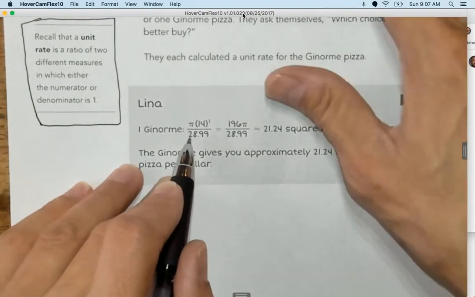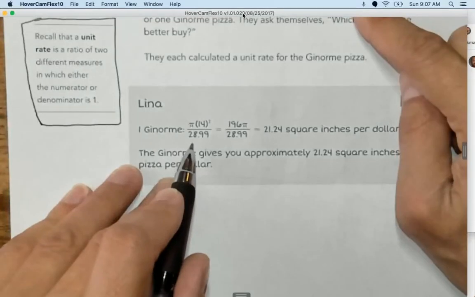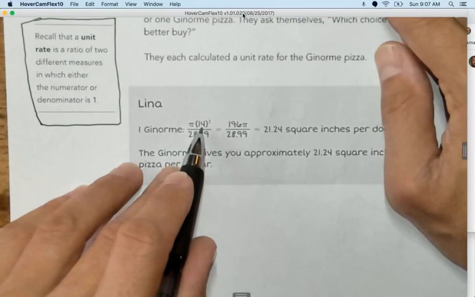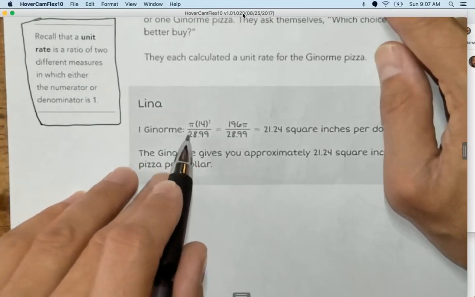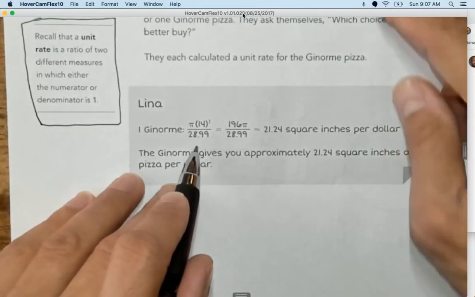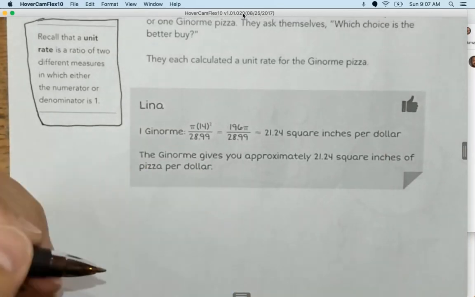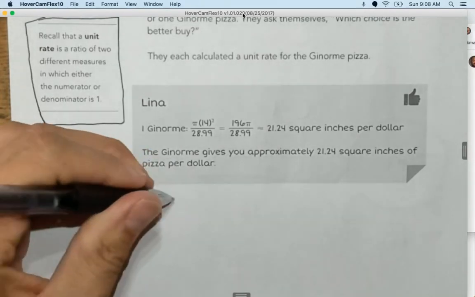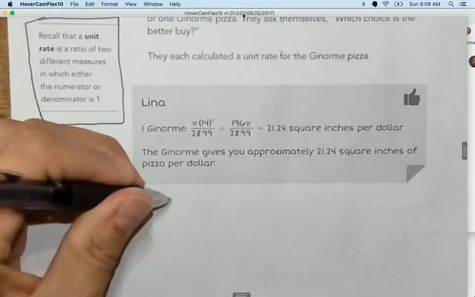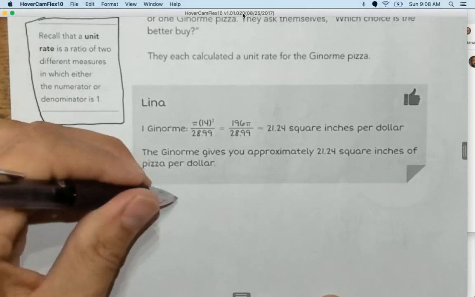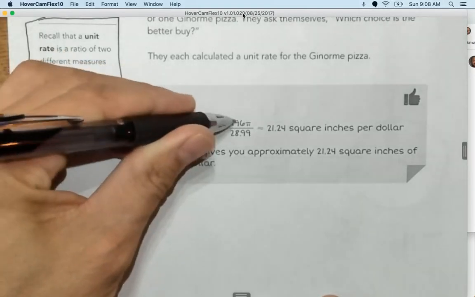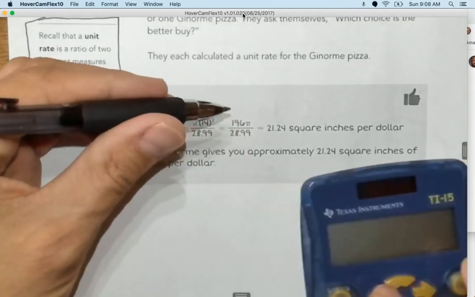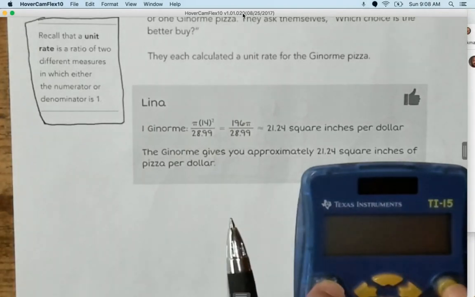Notice what she has here. I looked at the ginormous up here, and it's 28 inches, and so the radius would be 14, so it's 14 squared times pi. And then on the bottom is the price. And so what she was trying to do here, and I'm a little concerned because not many of you were asking me about this, and you should have, because it didn't make sense. Okay. So first, she took the 14 squared. She got 196 times pi divided by 28.99, and that is about 21.24 square inches per.